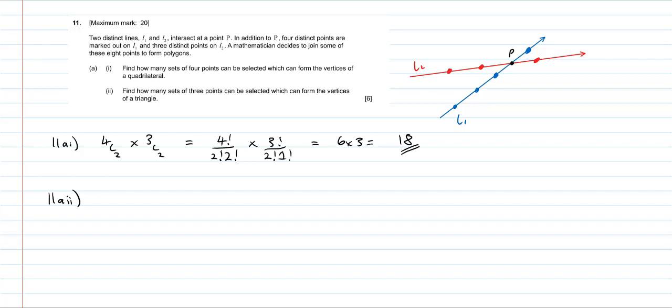For this part, we're asked to find how many sets of 3 points can be selected which can form the vertices of a triangle. So there's a couple of ways we can think about this. We can think about including P as a vertice and then adding that to all the triangles we can make that don't include P as a vertice. So if we include P, then P is definitely a vertice.